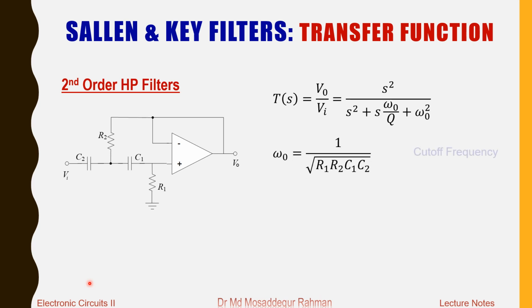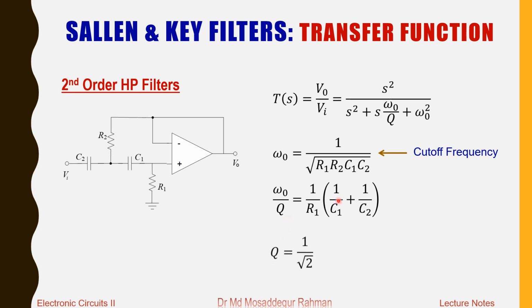Now here omega naught is the same, the cutoff frequency that we have for the low pass. For low pass and high pass, the expression for cutoff frequency is the same, as we have seen also for first order filter. Both the high pass and the low pass have the same expression for the cutoff frequency, and that is also true for the second order filter. The other is the constant, that is Q in this expression. So the Q is given by this expression.